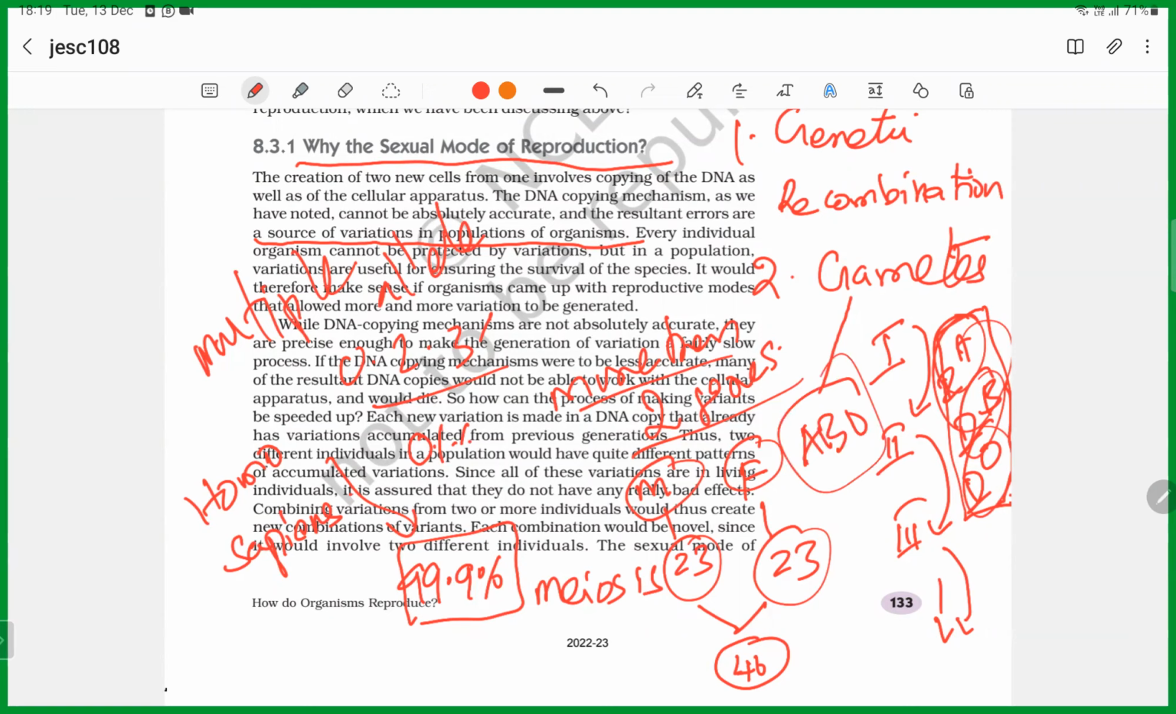So we vary from our parents, but the percentage of variation is very little. The variation is just the different alleles we get. Apart from that, it is the same type of genes only.